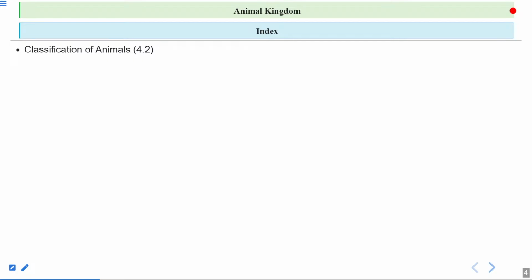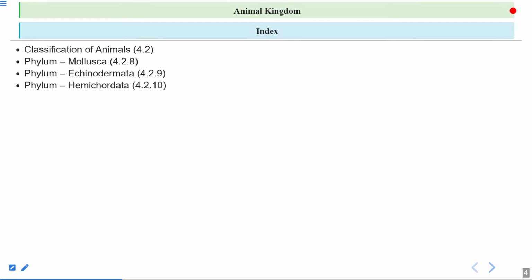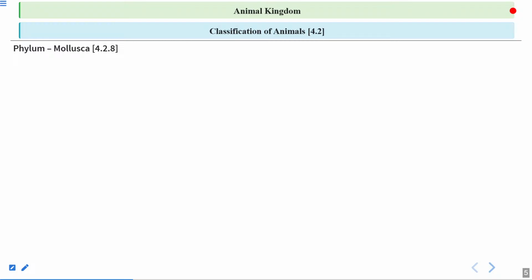First of all, we are talking about the classification of animals. Within classification of animals, we'll talk about phylum Mollusca first, then phylum Echinodermata, and also the phylum Hemichordata. Then we will summarize the entire lecture, and in the end, we'll also discuss the DPP related to this topic. Now let's begin with this lecture. We'll start with the phylum Mollusca.